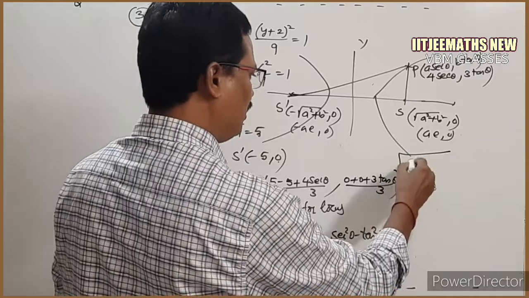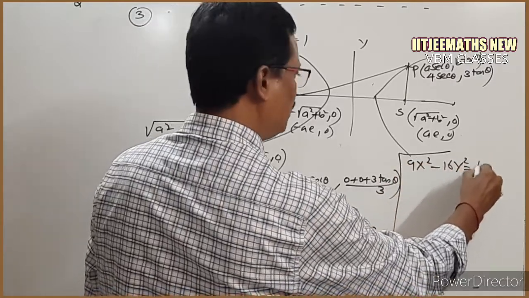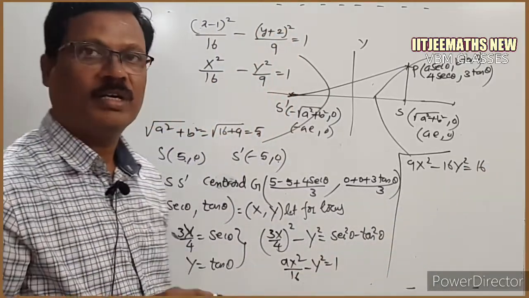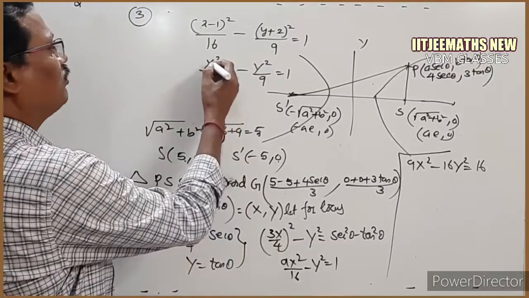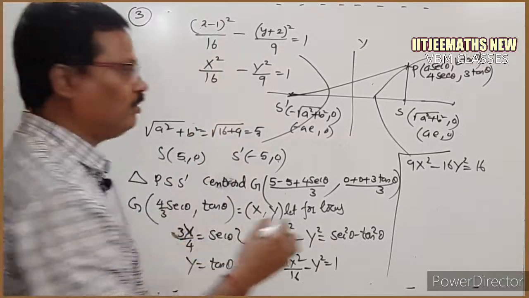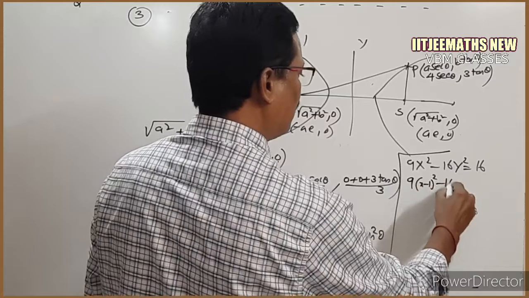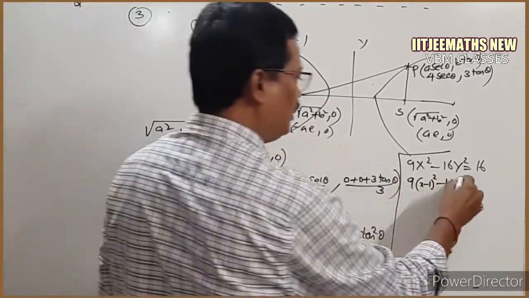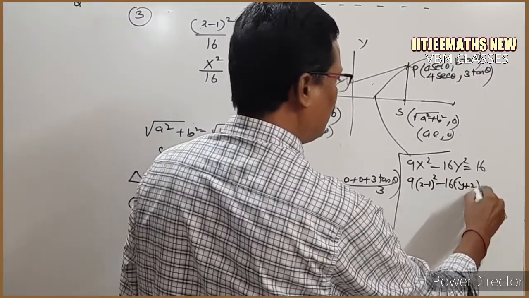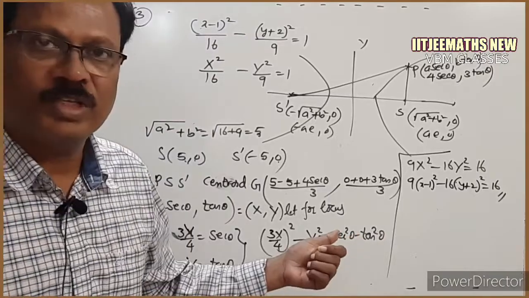9x square minus 16y square is equal to 16, we got. But what is capital X, capital Y? Capital X is nothing but x minus 1. Therefore, 9 into (x minus 1) whole square minus 16 into, what is capital Y, that is nothing but (y plus 2) whole square, is equal to 16. Therefore, this is the locus of the centroid.